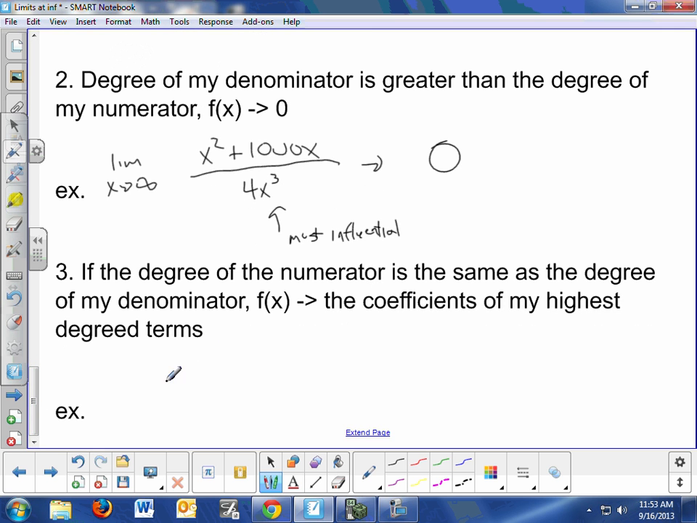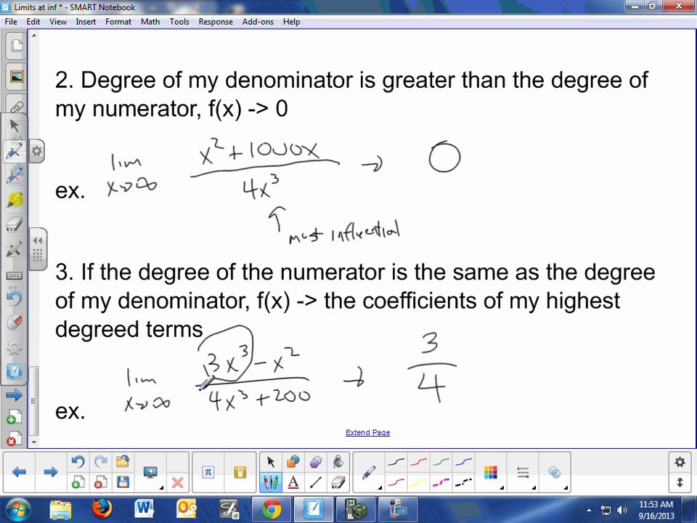Finally, really quick, as we approach infinity, if I have the same degree terms, and it doesn't matter what else I have, my function will be approaching just the coefficients of those most influential terms. This is determining what my function is going to be, divided by that.